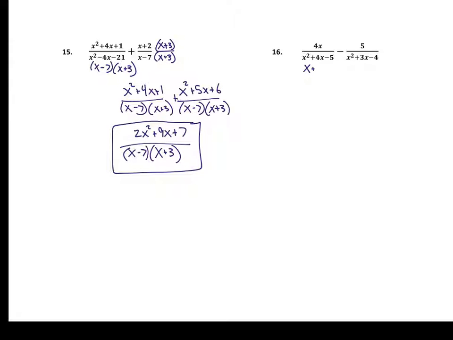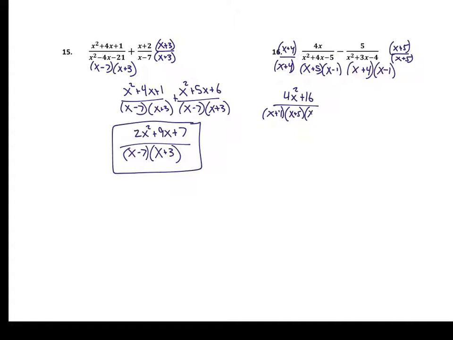And for this one, we've got x plus 5, x minus 1, x plus 4, x minus 1. So on the left side, we're missing x plus 4. On the right side, we're missing x plus 5. That gives us 4x squared plus 16x over minus 5x plus 25.